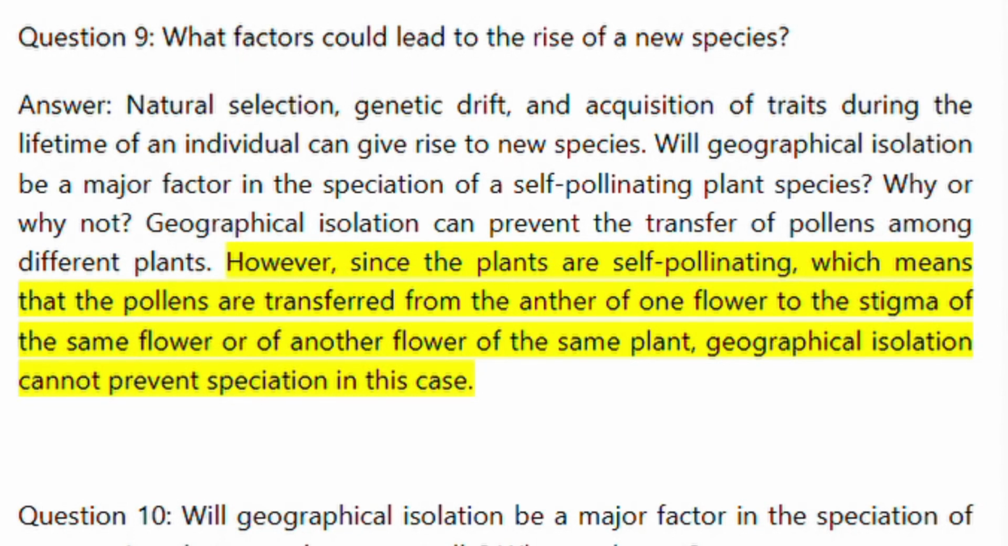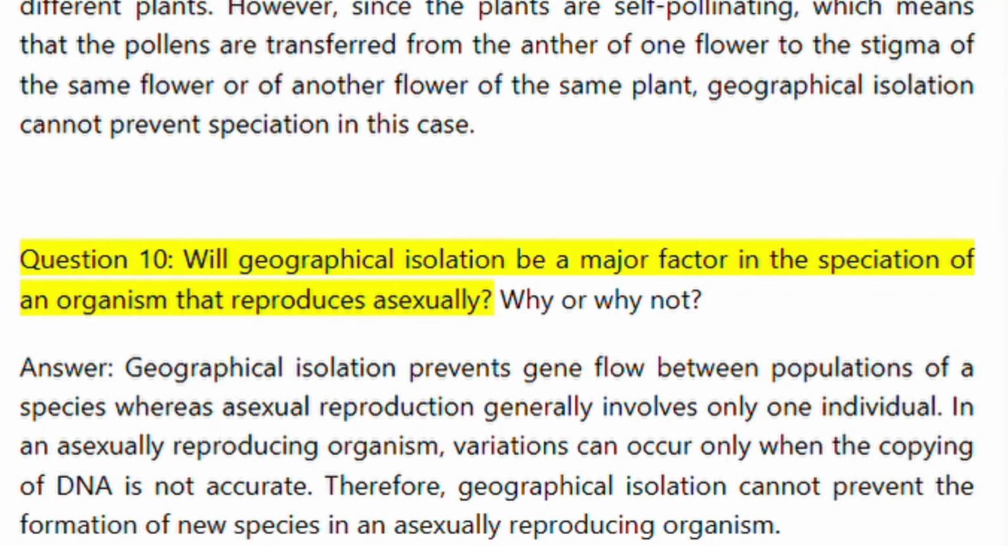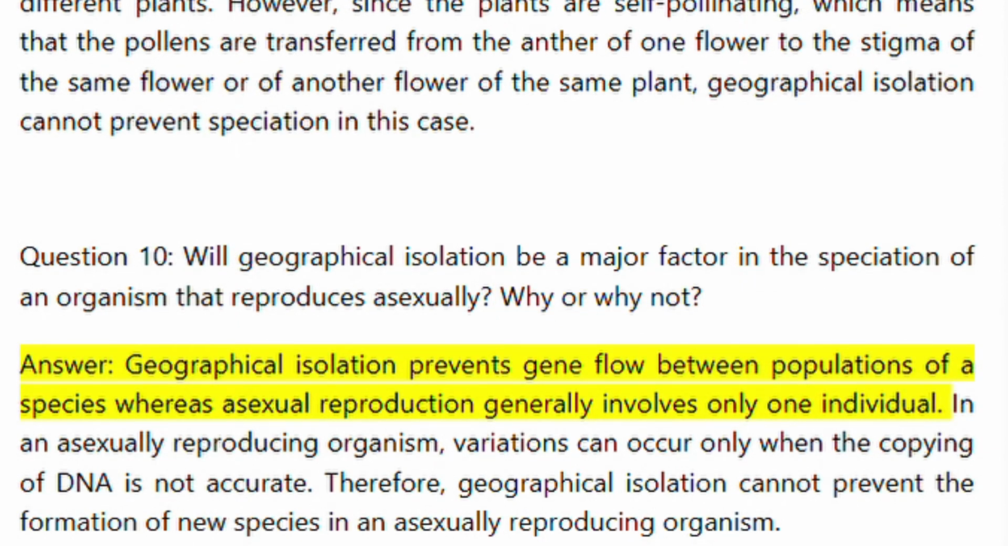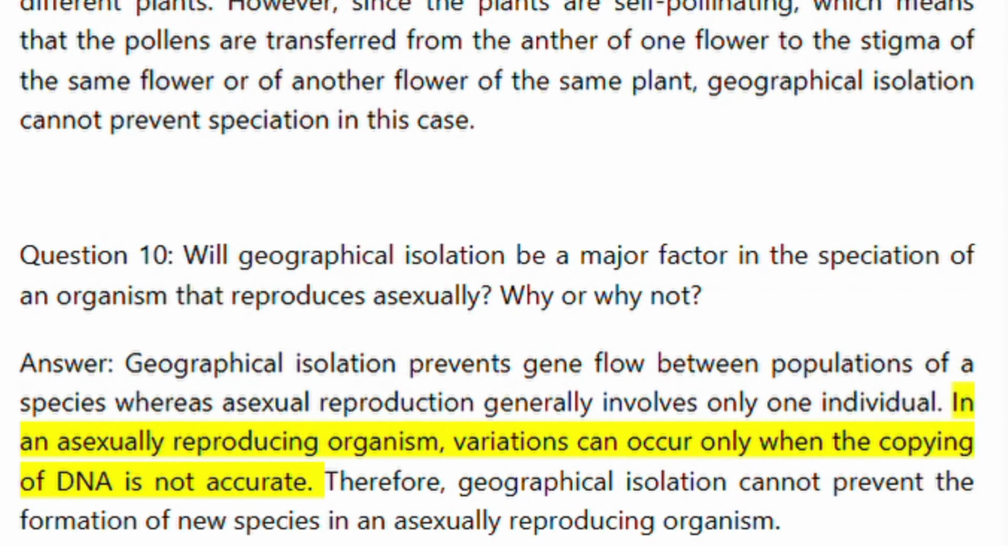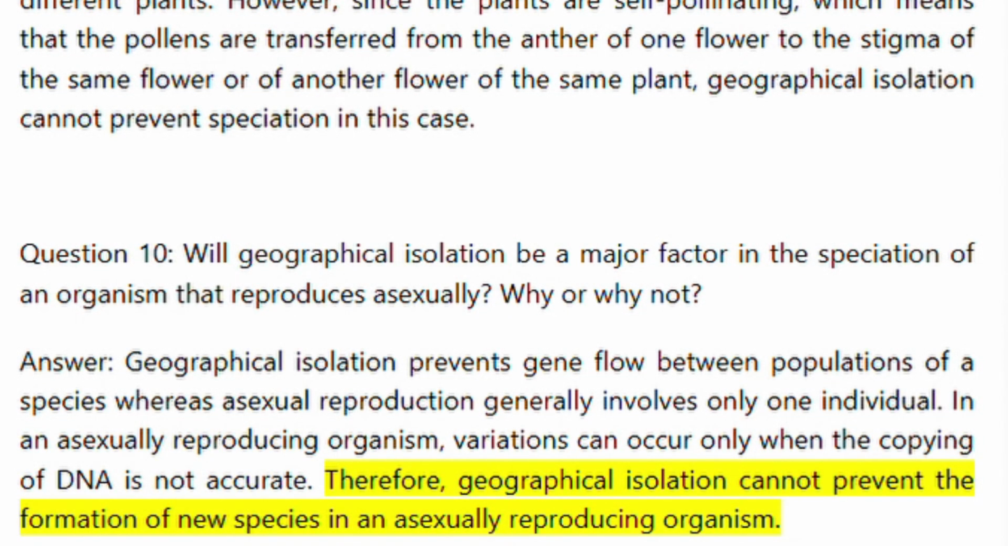Question 10. Will geographical isolation be a major factor in the speciation of an organism that reproduces asexually? Why or why not? Answer. Geographical isolation prevents gene flow between populations of a species, whereas asexual reproduction generally involves only one individual. In an asexually reproducing organism, variations can occur only when the copying of DNA is not accurate. Therefore, geographical isolation cannot prevent the formation of new species in an asexually reproducing organism.